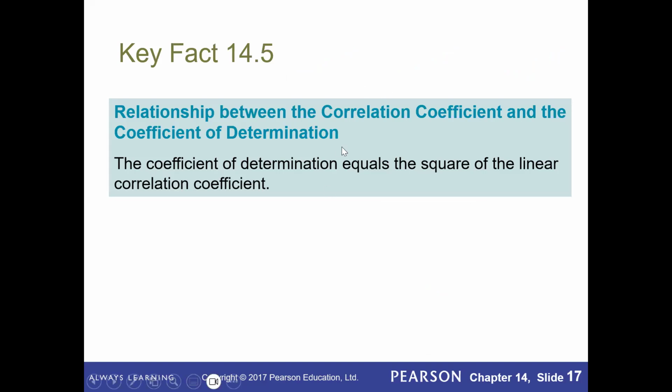There is a relation between the correlation coefficient and the coefficient of determination, r and r square. That relation is that the coefficient of determination equals the square of the linear correlation coefficient.